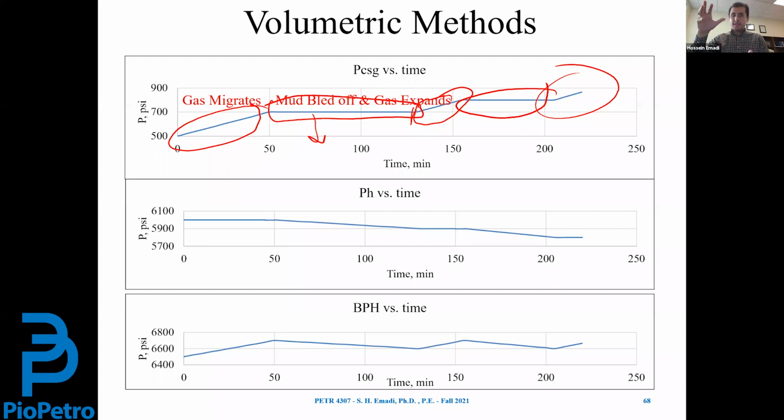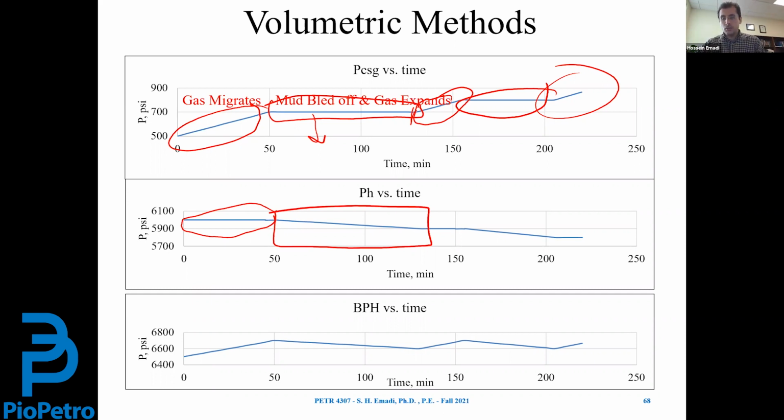So as we let the gas expand and we remove the mud from the top, hydrostatic pressure inside the annulus starts to decrease incrementally. As you can see here, when the gas migrates, nothing is changing in terms of the height of the gas column and the height of mud inside the annulus. So hydrostatic pressure remains constant. When we start bleeding off mud, so we are removing mud, which is the heavier fluid, hydrostatic pressure inside the annulus starts to decrease.